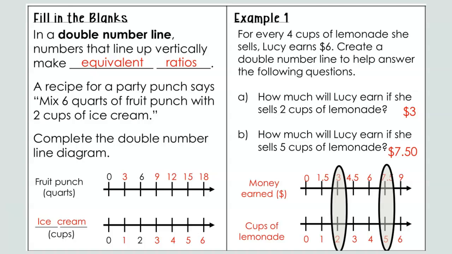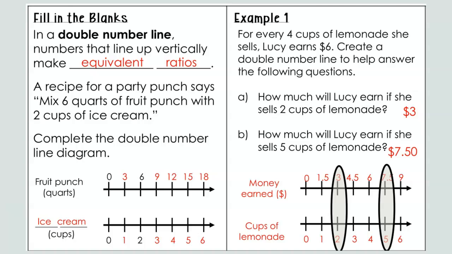1 times 3 is 3 for cups of lemonade, so 1.5 times 3 is 4.5. 1 times 2 is 2, so 1.5 times 2 gives you the 3. Again, we continue this with all the numbers. Then we use the number line to find the answers.